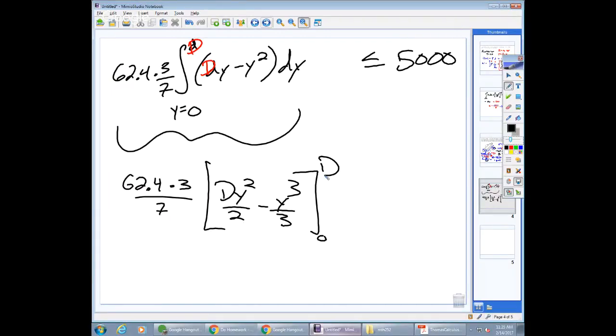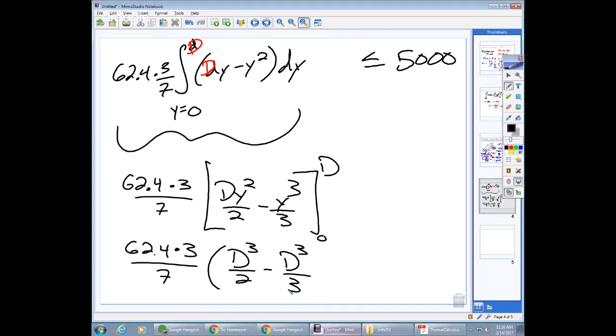And I don't know how much this is going to clean up. 62.4 times 3/7. The 0 is nice. So what do we get? We get d cubed over 2 minus d cubed over 3. And let's see, 1/2 minus 1/3 is 1/6. So in the end, we're going to get 62.4 times 3/7 times 1/6 times d cubed, which cleans up a little bit.